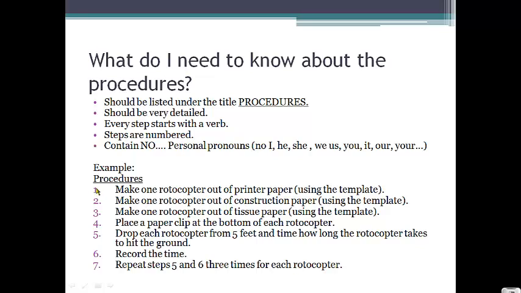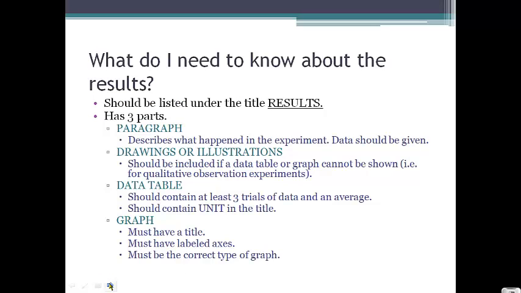Notice in here all of my procedures are numbered. They're very detailed. They all have verbs or start with a verb, and there's no personal pronouns in here. Notice that nowhere in here is the word it. Okay, so no personal pronouns. After you write out your procedures, then you actually go and do your experiment. Okay? And you write down all of your data.